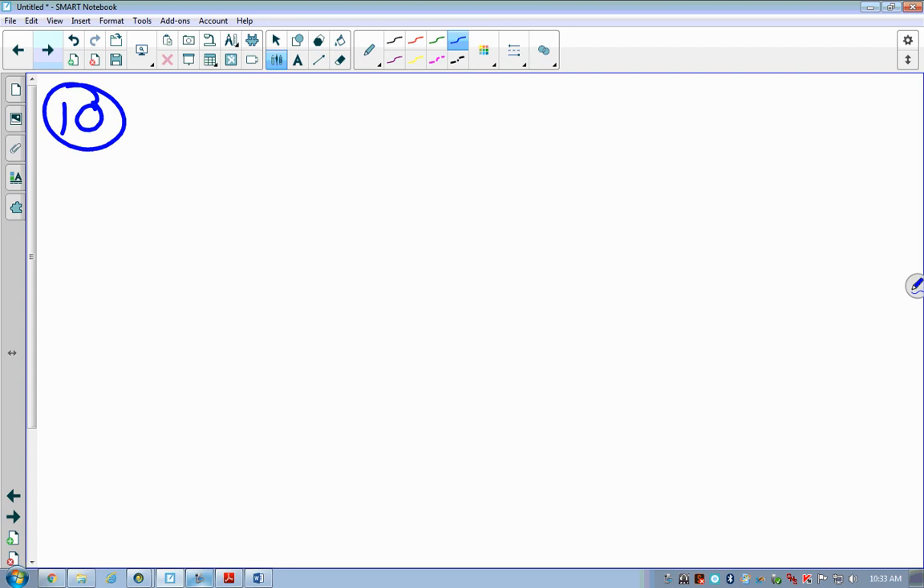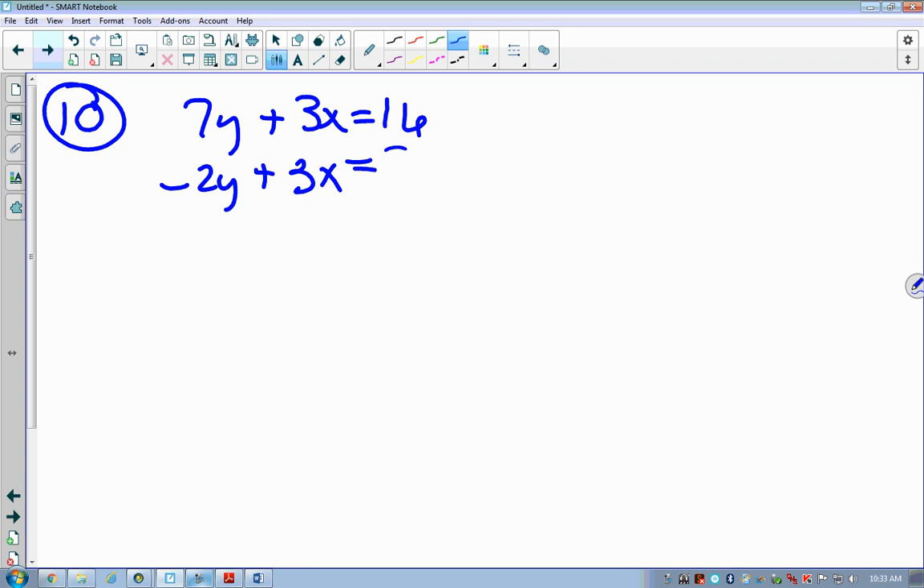Okay, number 10. Solve the system by graphing. It says 7y plus 3x equals 16. Negative 2y plus 3x equals 7. All right, so if I'm going to graph this, what do I need to do? You need to get y by itself. Okay, we can do it that way. There is another way, just so that you're aware. We could solve by using x and y intercepts, couldn't we?